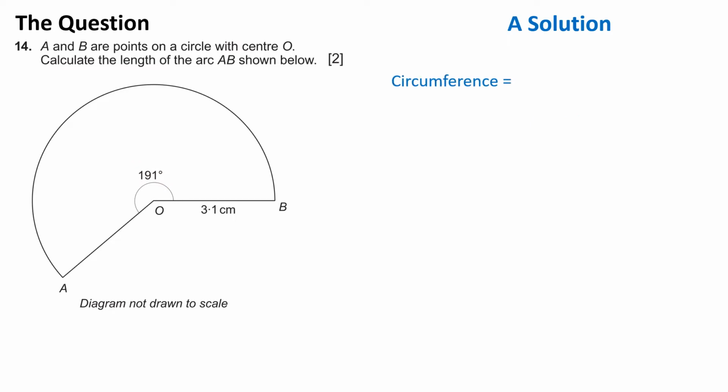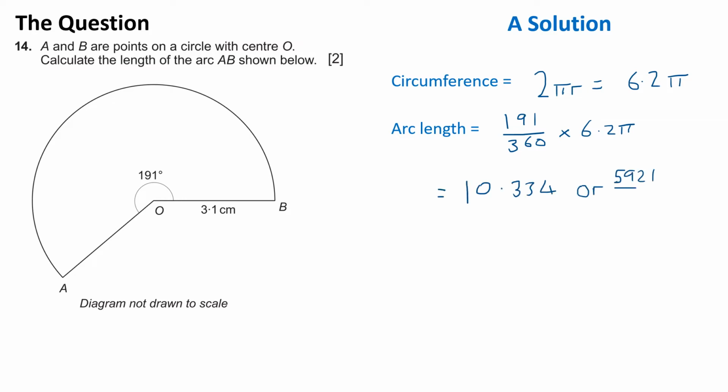First up, we know the circumference is 2 times pi times the radius, which, given the radius is 3.1, gives us 6.2 pi. We don't have the entire circle in this arc, so what is the length of the arc? As we said on the previous slide, it's 191 over 360 times the circumference. Using our calculators, we get 10.334, or if we're keeping it in terms of pi and using fractions, 5921 over 1800 pi, or the decimal equivalent.